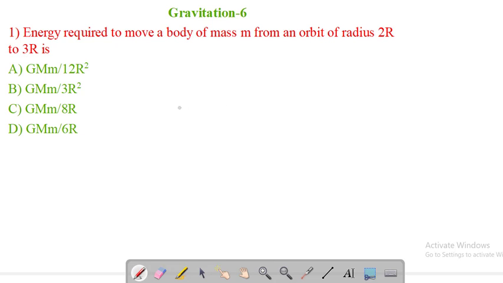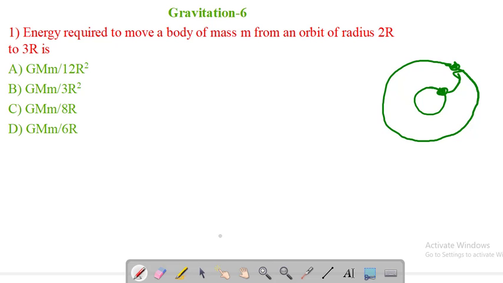The first question: energy required to move a body of mass m from an orbit of radius 2r to 3r. Here we have a body moving in an orbit of radius 2r, so it has some potential energy. We need to move it to another orbit of radius 3r. This is 2r, this is 3r. How much energy is required?